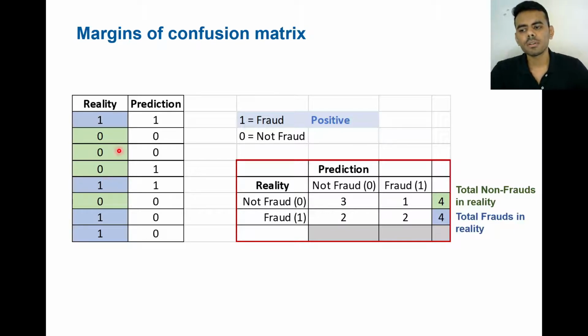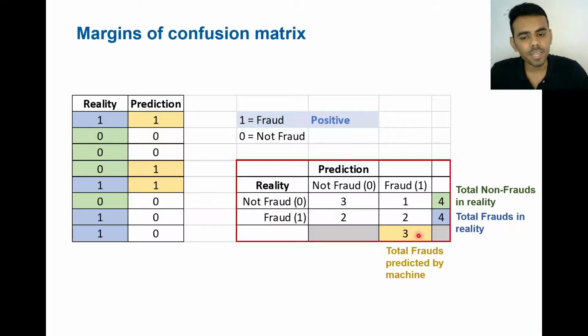Same goes with the 1 value. Again, coincidentally, we had 4 1 values in my reality. That's why 4 total fraud cases in reality. Now we will talk about this bottom margin. So if you see in predictions, I had precisely 3 1 predictions. So that 3 is summed up over here, which is also actually the column sum.